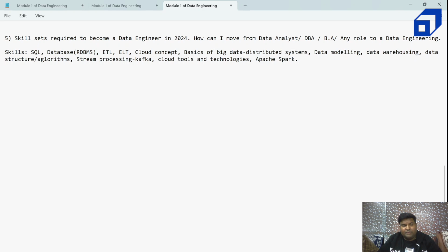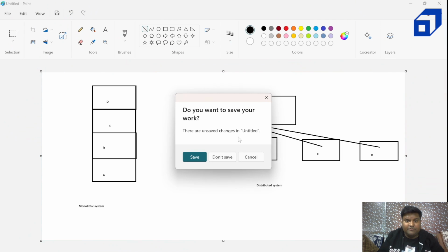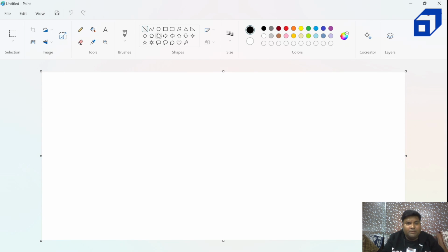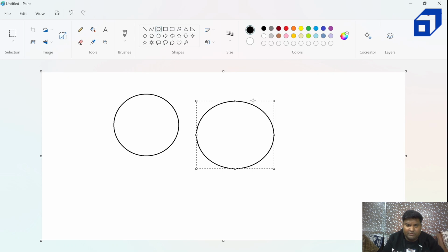Now we're going to talk about how a person from any domain or any skill can move from a data analyst role, a business analyst role, or a DBA role to a data engineer. I'm going to explain thoughtfully how one can move from these roles, right? Let me take Paint. Let me take a new file. Don't save. I'm going to draw a Venn diagram basically, which will help you to visualize or understand.